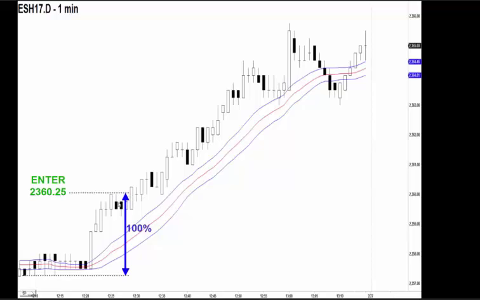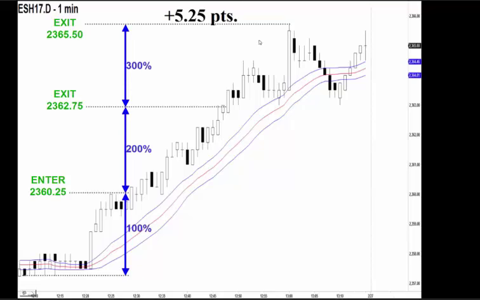You measure the range of where the move was, and you could have exited at 200 at 23.62 3/4 for a 2.5 point gain. Or if you went for 300, you could have gotten out right at the high at 65.50 for a little over a 5-point gain. Okay, and once again, your stop would have been here at the median level, so you were roughly risking a couple of points to make 5. Now, this just happened yesterday, at the very end of the day.